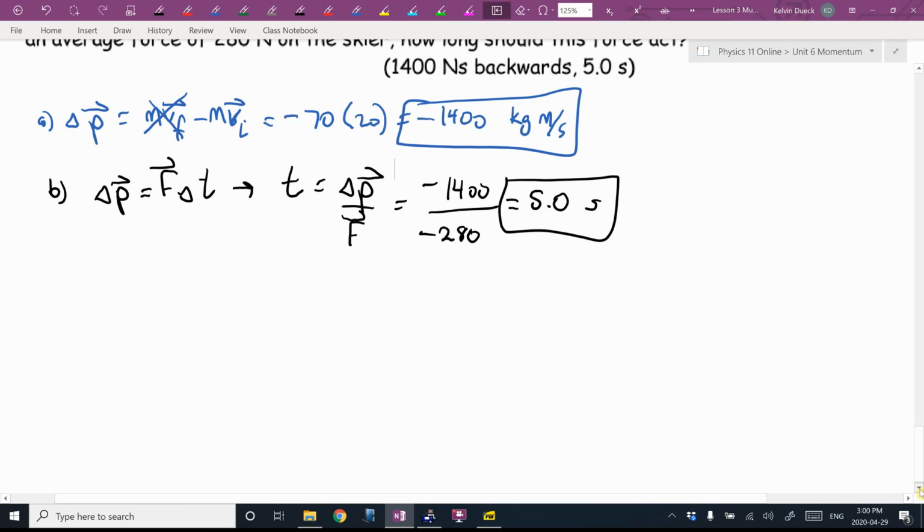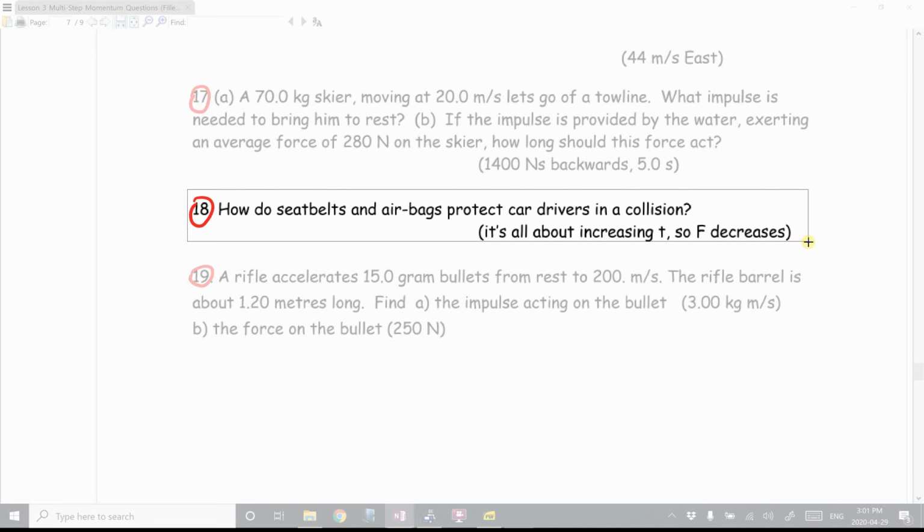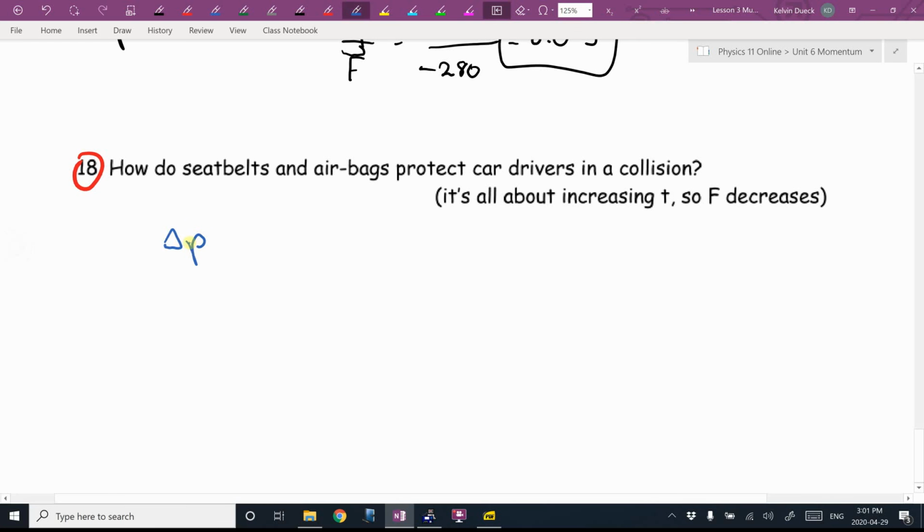Number 18. How do seatbelts and airbags protect car drivers in a collision? Well, in any car accident, typically the final momentum is 0 because you come to a stop. So typically in any car accident, you have to absorb all of the impulse. But since impulse is force times time, as the time of collision increases, the force decreases. So seatbelts lengthen the time of collision. So do airbags. Crumple zones on cars lengthen the time of collision.